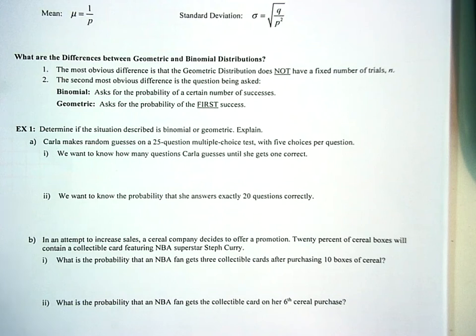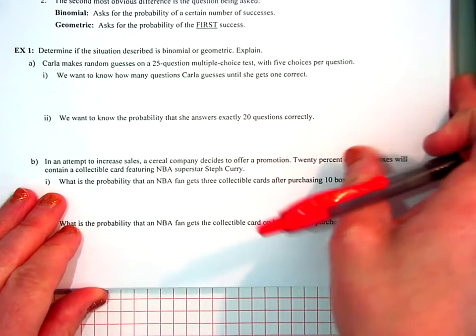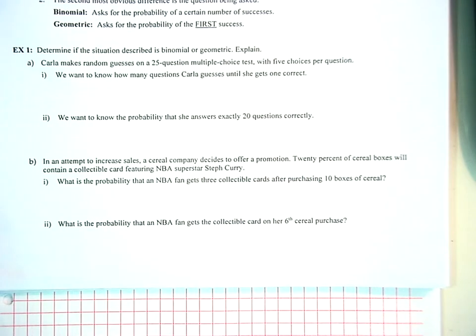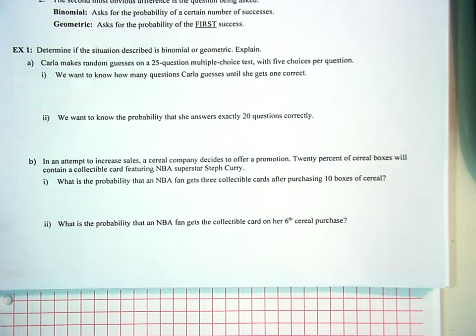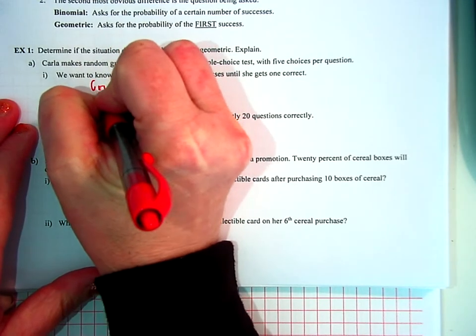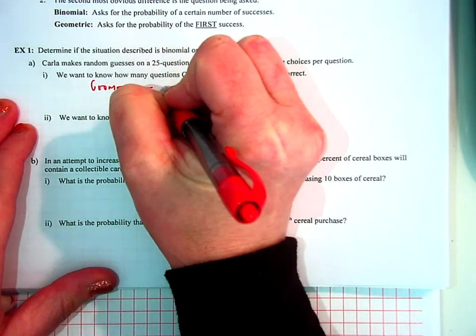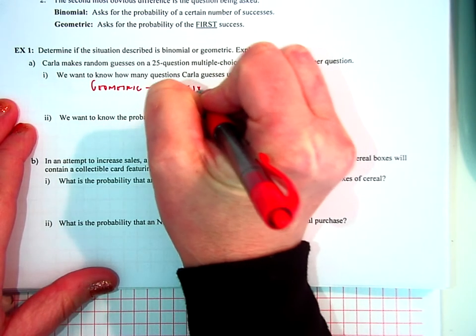All right, so in example 1, I'm really first just looking at which is which. Is it binomial? Is it geometric? So first up, we got Carla. She makes random guesses on a 25-question multiple choice test with 5 choices per question. We want to know how many questions Carla guesses until she gets one correct. So this to me, right now, I can say, well, that reads as geometric to me. So it's geometric, and then, well, why? Why is it geometric? Well, we have no fixed number of trials.